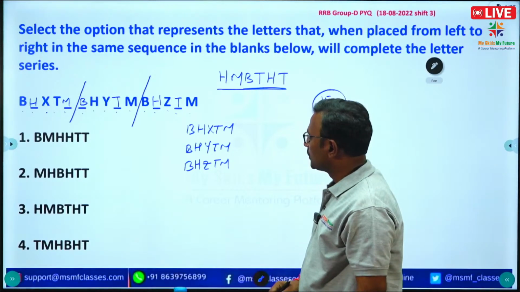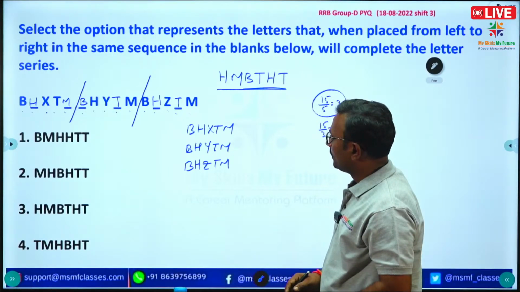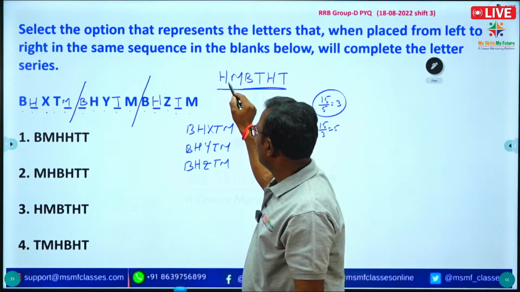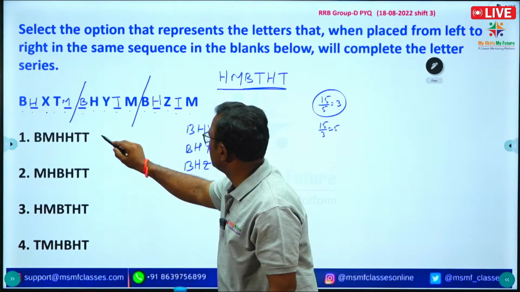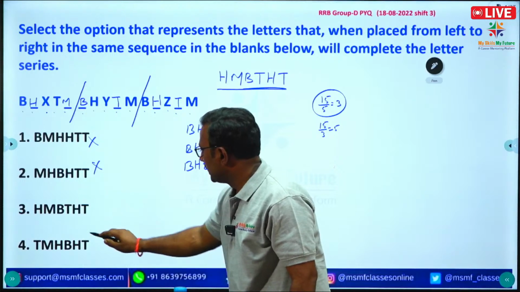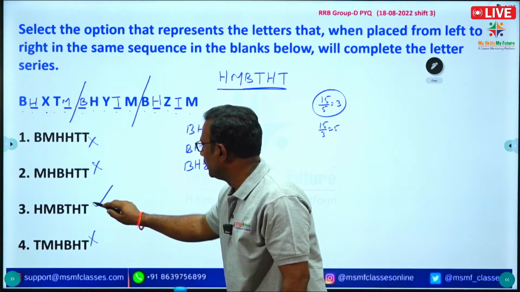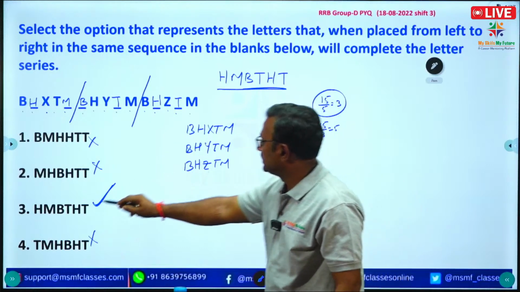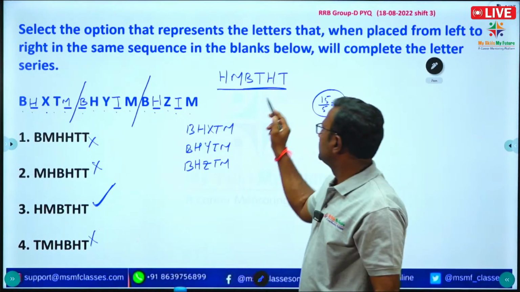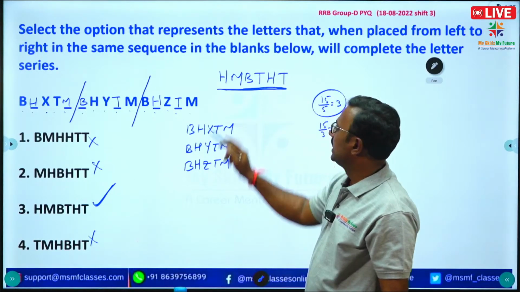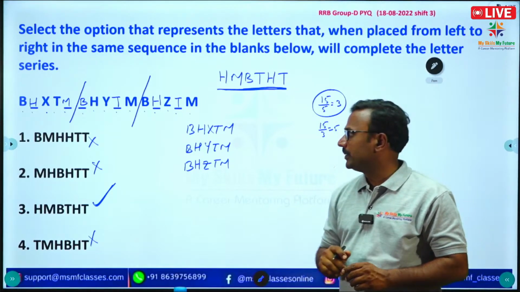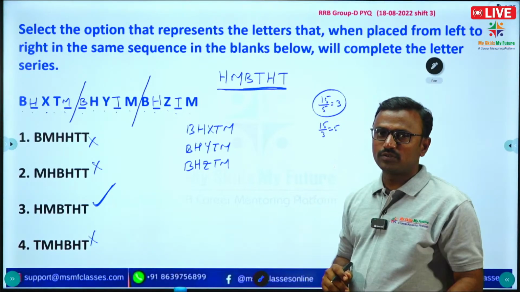See the options, which option is there? Option 1 is wrong, because here the first alphabet is H. This is also wrong, and this is also wrong. Only one option is there starting with H: H, M, B, T, H, T. So I hope it is clear. Okay, right. So shall we move to the next question?